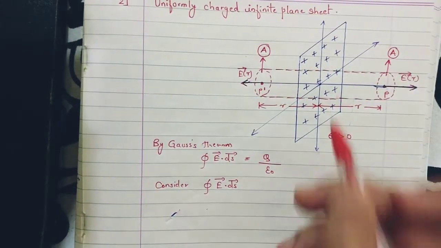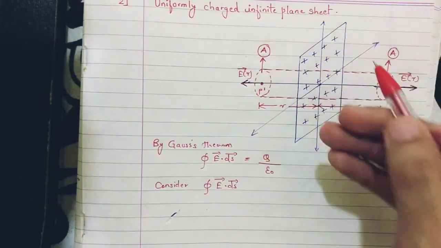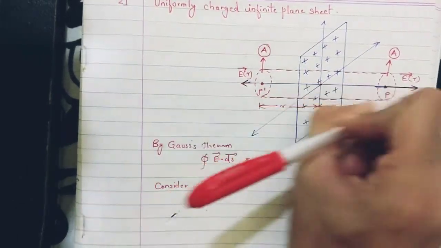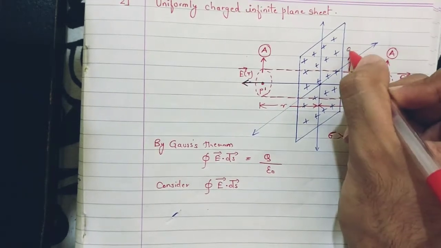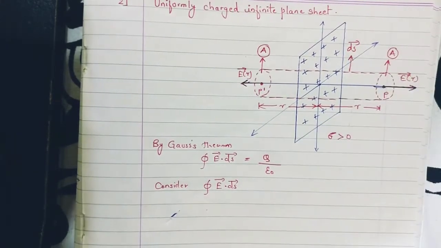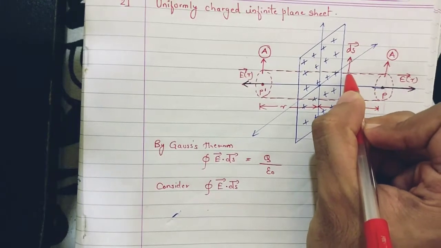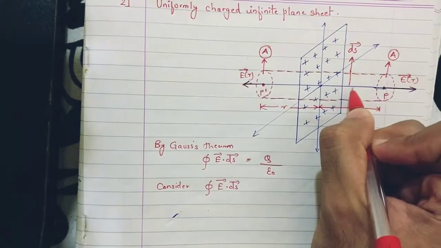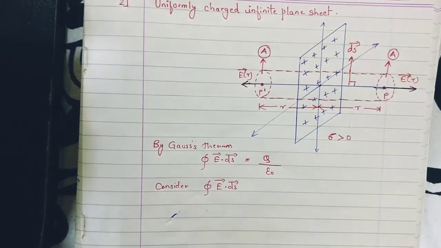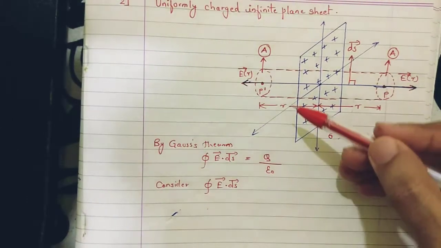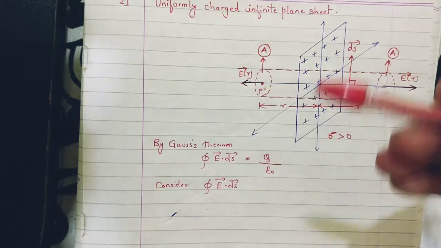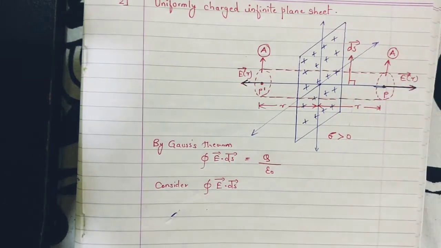Now if you see the curved surface, the electric field is this way, and the area vector for the curved surface, that is ds, is going to be this way. So the angle between the electric field and the area vector is 90 degrees, and therefore cos of 90 is 0. So the flux coming out from the curved surface area will be 0 in this case.